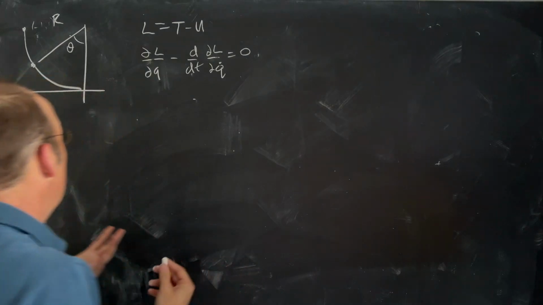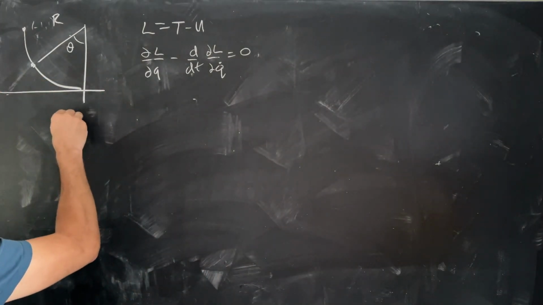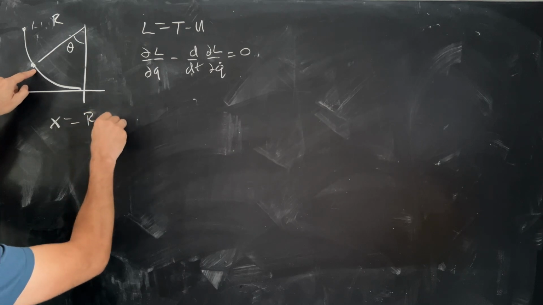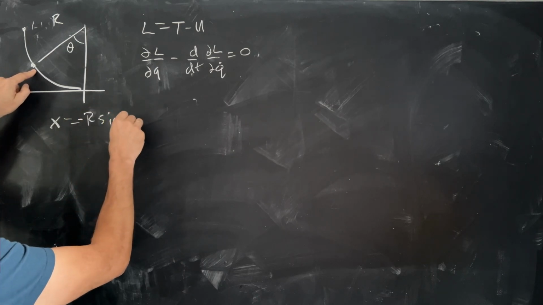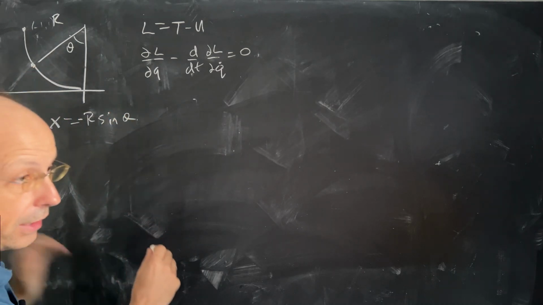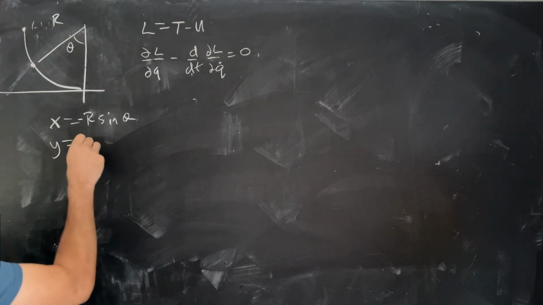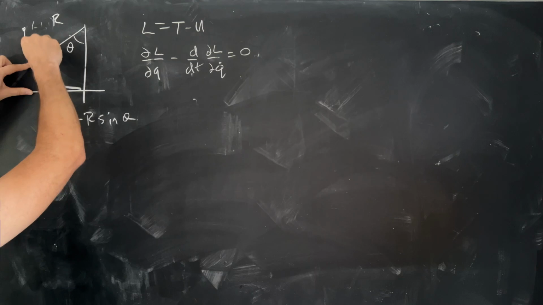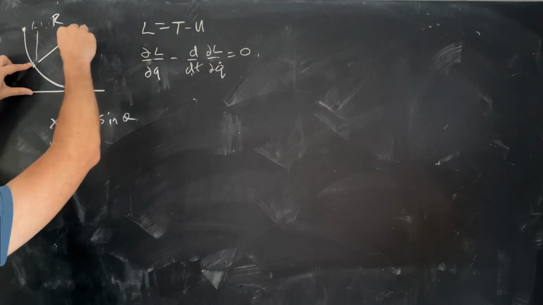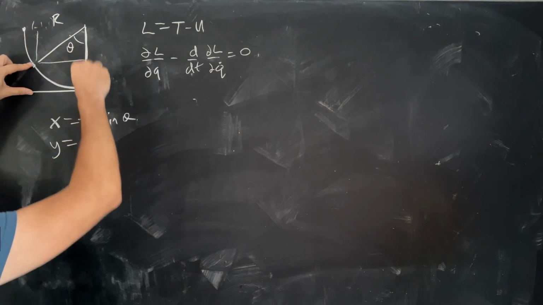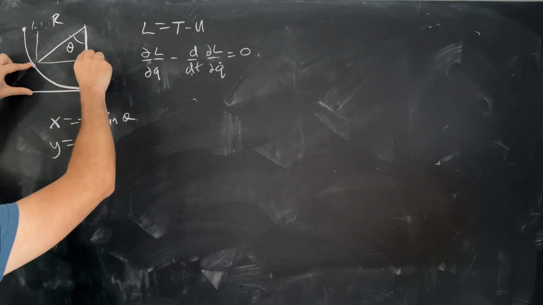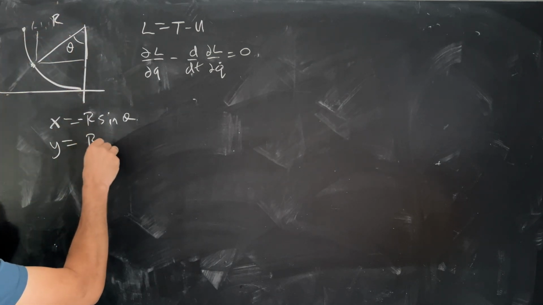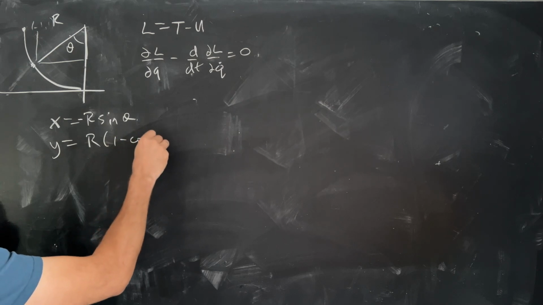So again, the next thing I need to do is to say, well, what's my x value? My x value is just going to be this r times sine theta, negative, right, because it's in the negative x direction. And then y is going to be this distance right here. So this distance is this distance, right? And that's r cosine theta. So this distance is r, so this is going to be equal to r times 1 minus cosine theta.